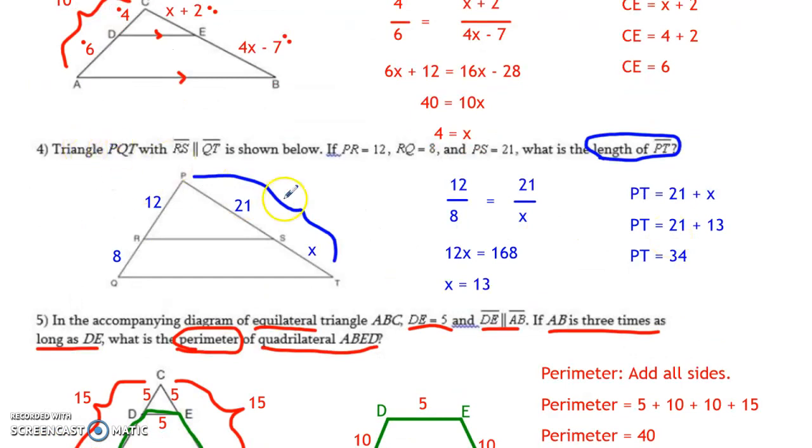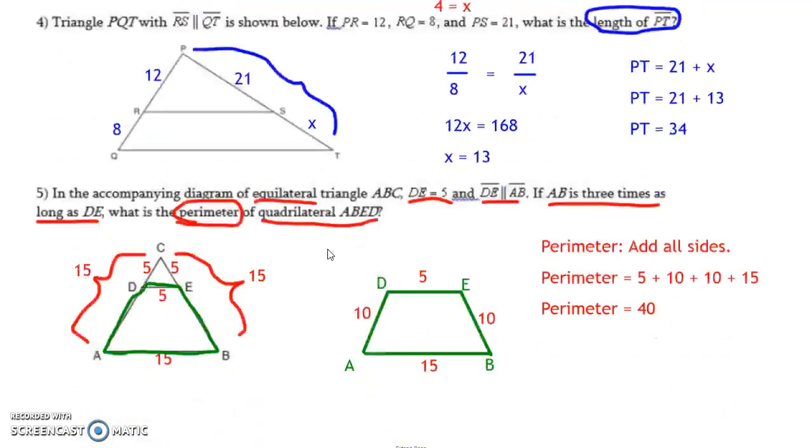For number 4, it was very similar. We did piece divided by piece equals piece divided by piece. That's a recurring theme in geometry, by the way. We're going to see that in the circles unit.